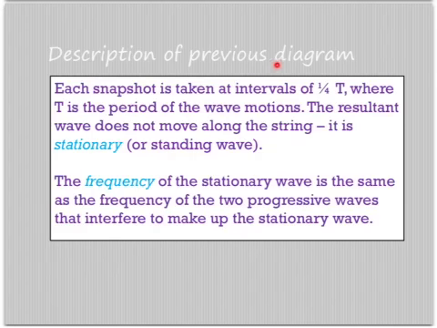Description of the previous diagram or previous slide. Each snapshot is taken at intervals of quarter period, where T is the period of the wave motions. The resultant wave does not move along the string. It is a stationary or standing wave. This is interesting to note. The frequency of the stationary wave is the same as the frequency of the two individual progressive waves that interfere to make up the stationary wave.